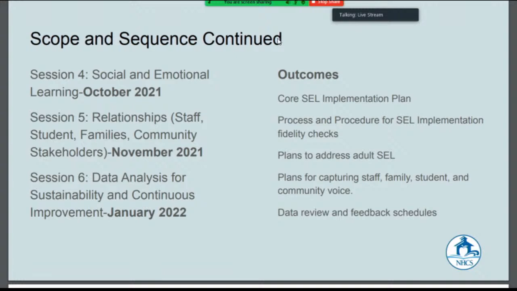So when you see SEL, that's our favorite acronym for social and emotional learning. Processes and procedures for fidelity checks in that. Accountability is extremely important. Our plans to address adult SEL, so the social emotional needs, the social emotional learning of our staff and all other adults supporting students. The plan for capturing the voice of not only our staff and our students, but also our family and community. And then, of course, data review and feedback schedules.